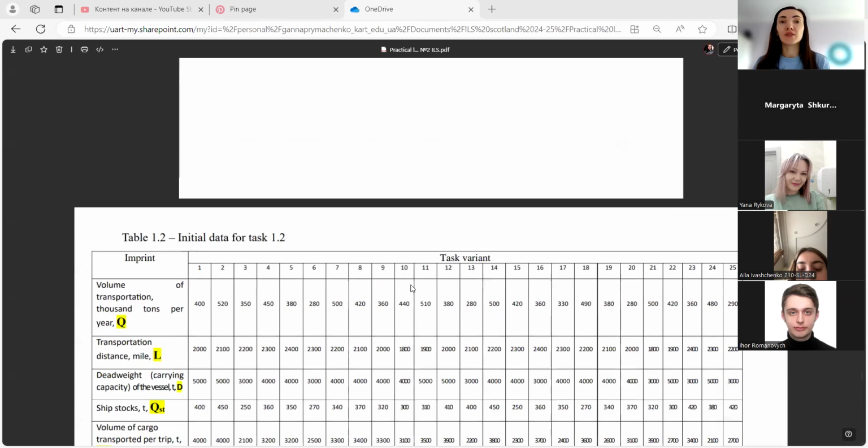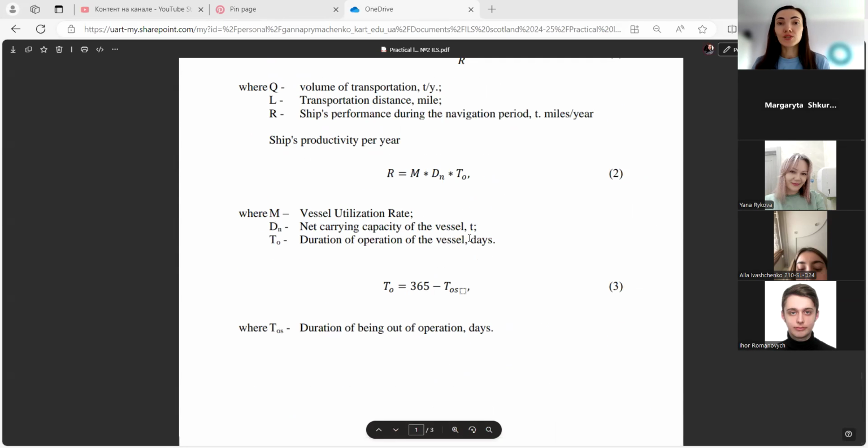G with index N. And our second formula, it is also the third parameter, T with index O. It is the operational time for vessels during the year. It is a result of our formula 3. R is equal to, decided it. And the result was in tons per day.